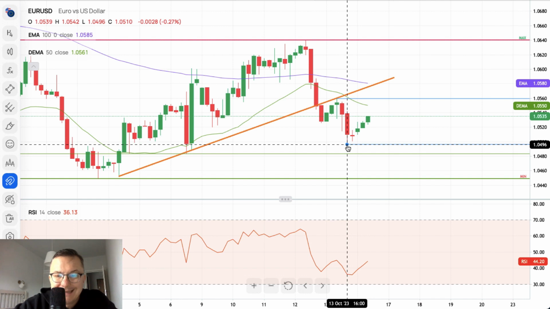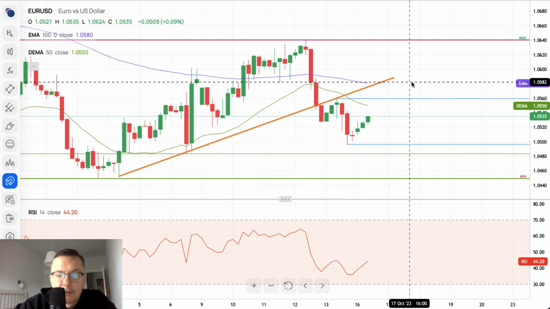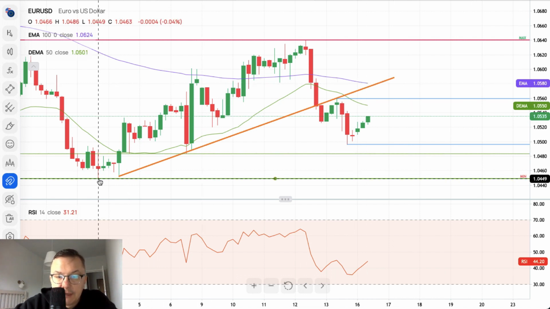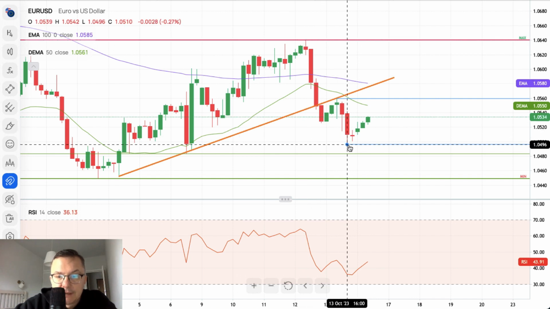1.0496 and 1.0532. This last level was the test of the short-term trend line as well. The whole range is located between this month's low at 1.0449 and this month's high at 1.0640. So this is pretty nice development to the downside. It looks like the bears are in charge of this market.